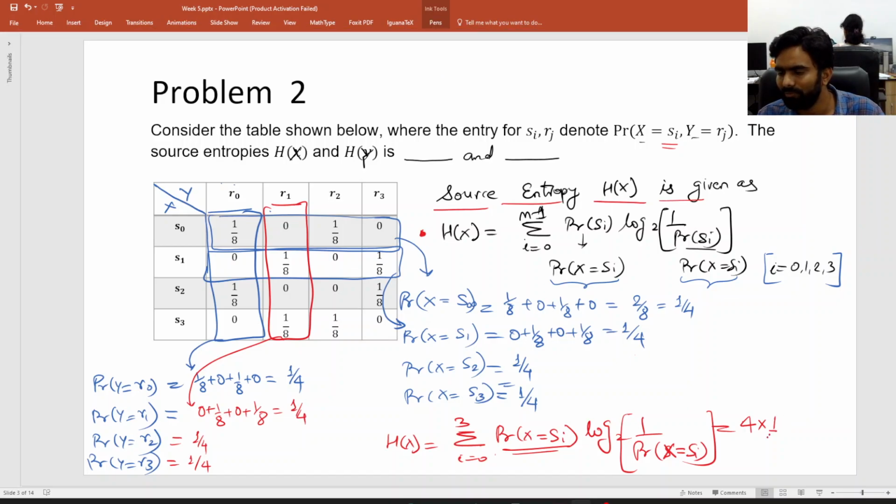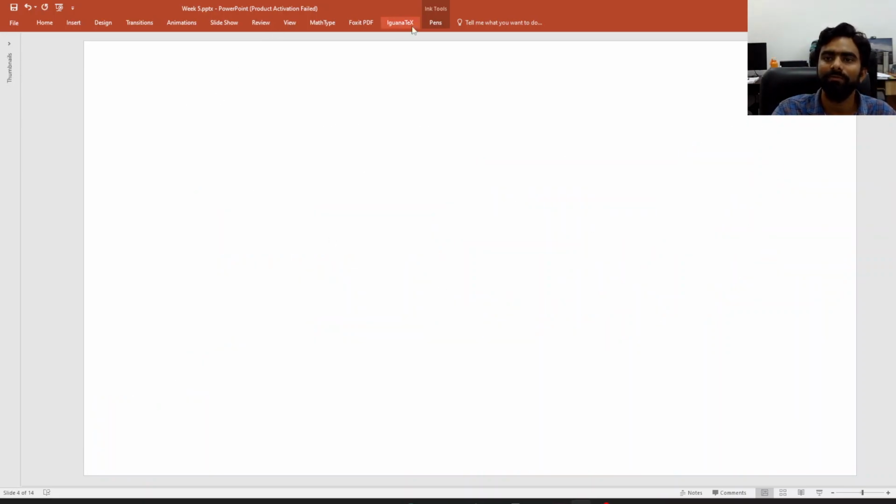That would be 1 by 4 log 2 of 1 upon 1 by 4, which is 4. Directly we get 4, which is 2 raised to 2, so it is 2 bits. H of x would be 2. Similarly, for H of y, how can we write it?